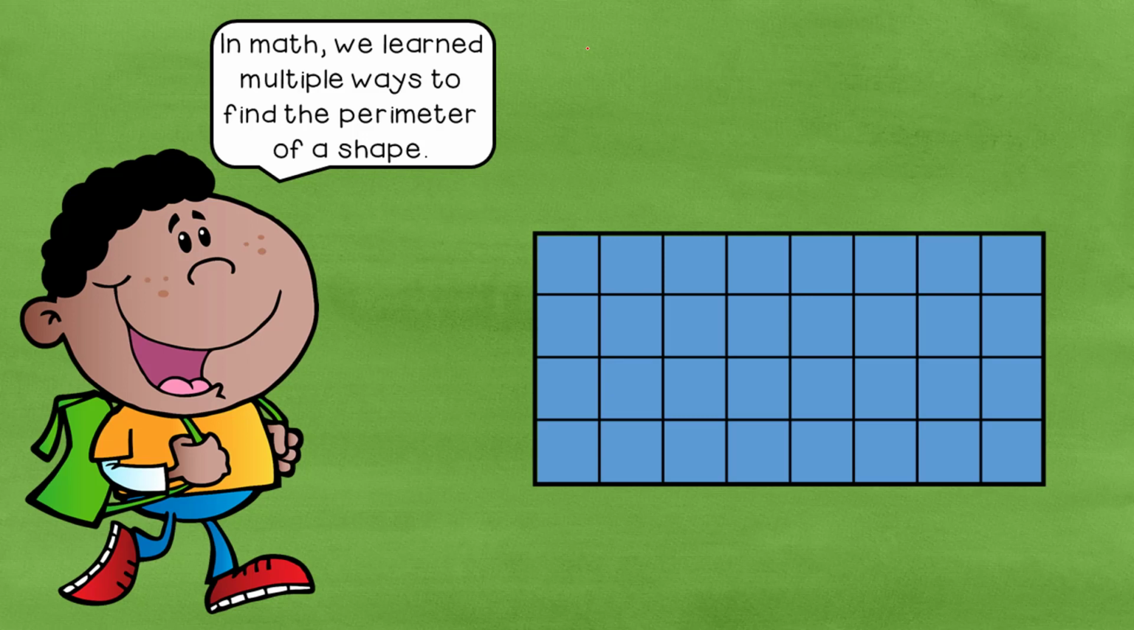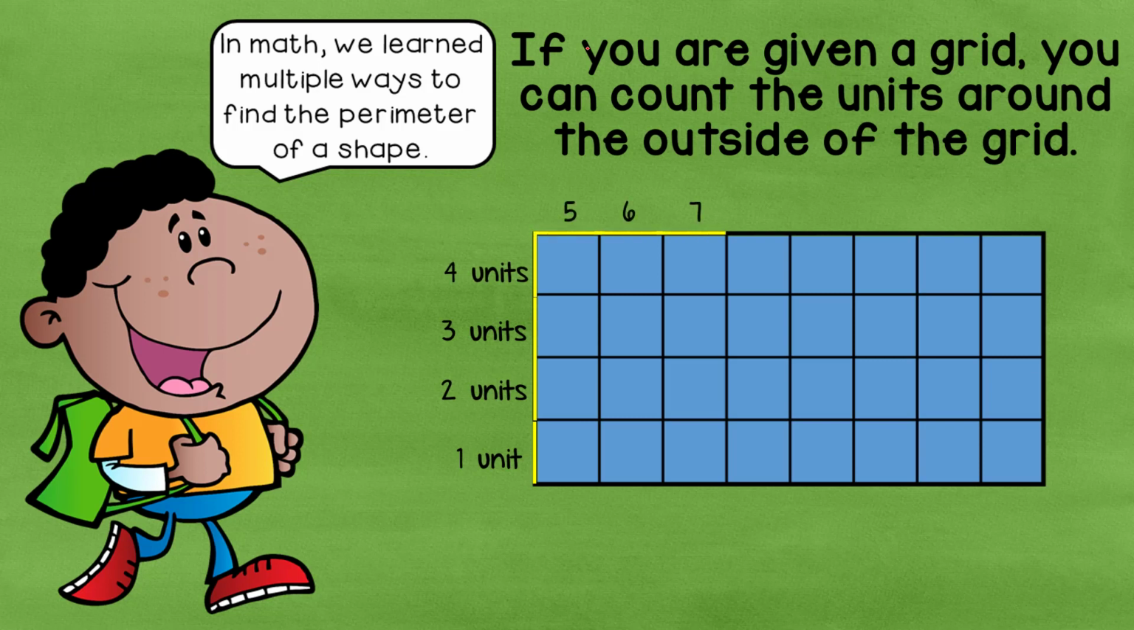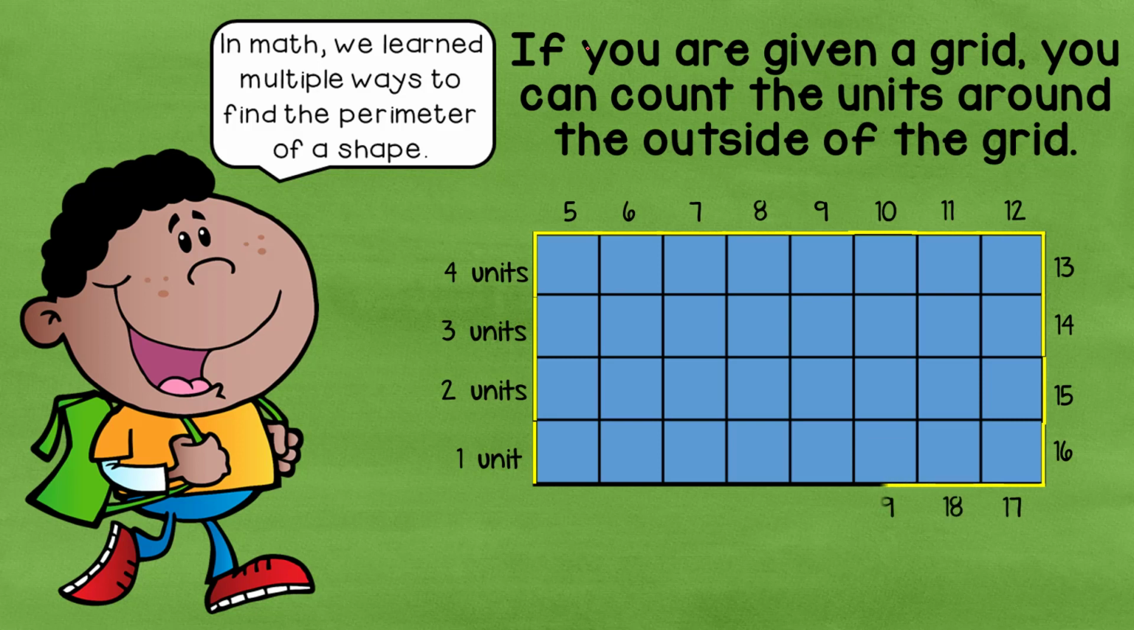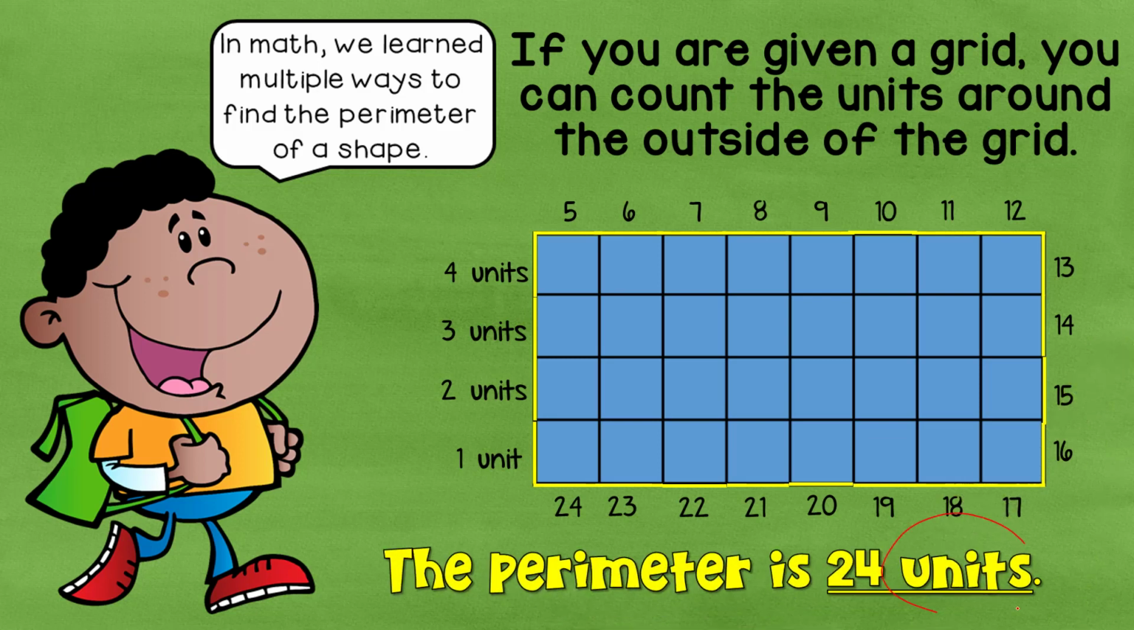All right, in math, we're going to learn some ways to find perimeter of a shape. If you're given a grid, you can count the units around the outside of the grid. 1, 2, 3, 4, 5, 6, 7, 8, 9, 10, 11, 12, 13, 14, 15, 16, 17, 18, 19, 20, 21, 22, 23, 24. Our perimeter is 24 units. It says units here, so we know that is what we're measuring in.